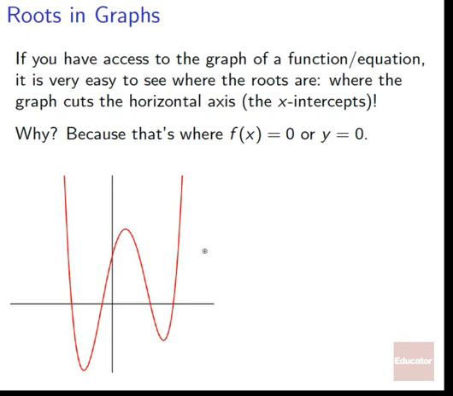If you have access to the graph of a function or equation, it's very easy to see where the roots are. Of course, you might not see precisely because it is a graph after all, and it might be off by a little bit, but you can get a very good sense of where they are. It's where the graph cuts the horizontal axis, the x-intercepts. Why? Because here we've got f of x equals 0 or y equals 0, depending on if it's a function or an equation. Since that means our height is at 0 there, then every place where we cross the x-axis must be a root. Simple as that.